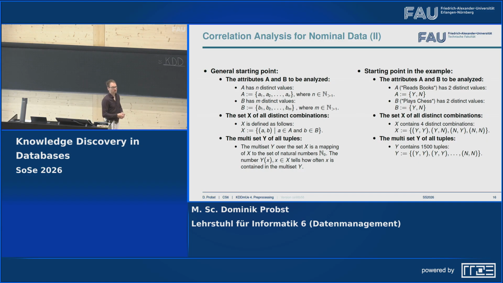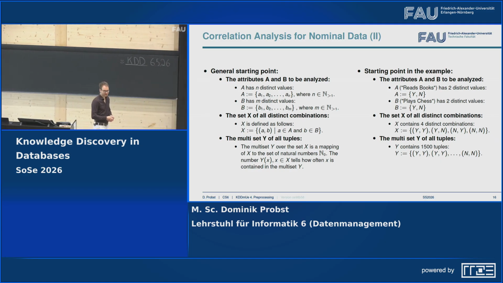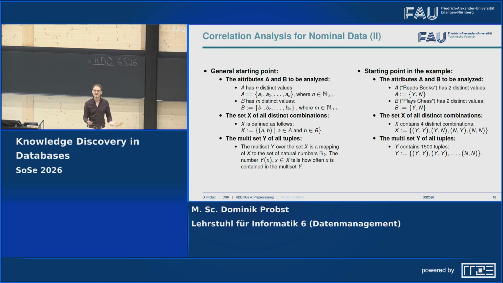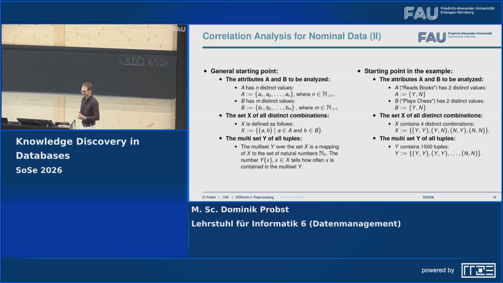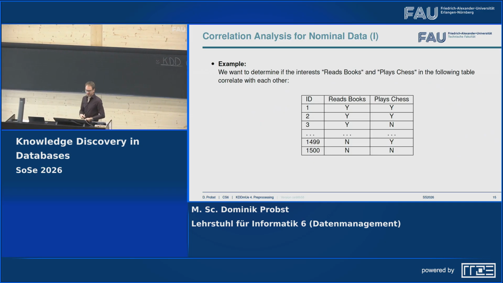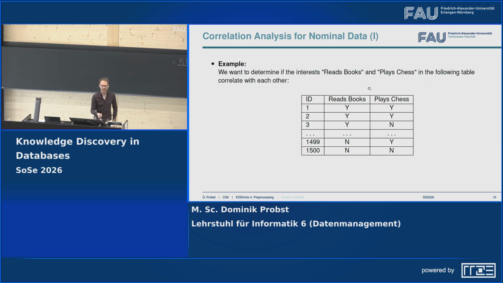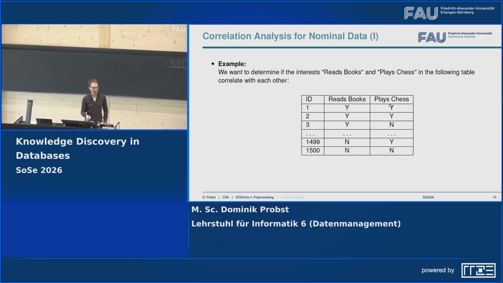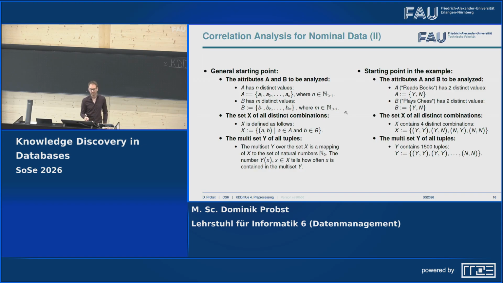Then we have to take a look at the set X of all unique, distinct combinations. So a unique, distinct combination might be yes and yes. Another unique, distinct combination might be yes and no, or no and yes, or no and no. So in this case, we do have 4 distinct combinations.